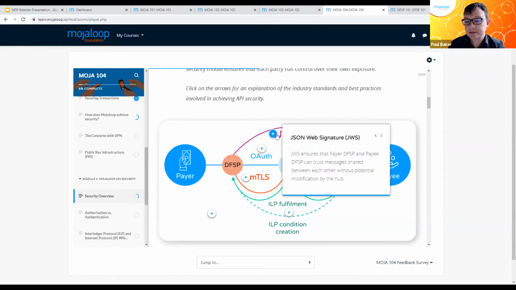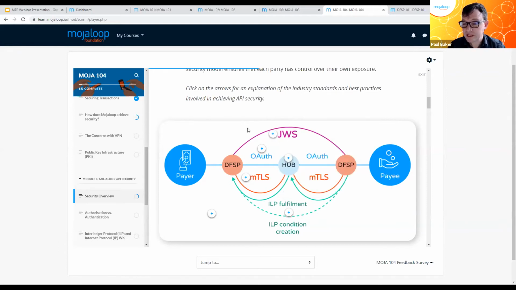So JWS then allows you to check that a message from a particular payee DFSP, so someone else connected to the network, did in fact originate from that DFSP. And you can make sure that the message from them was not tampered with. That's a very powerful integrity check that is possible in the system.